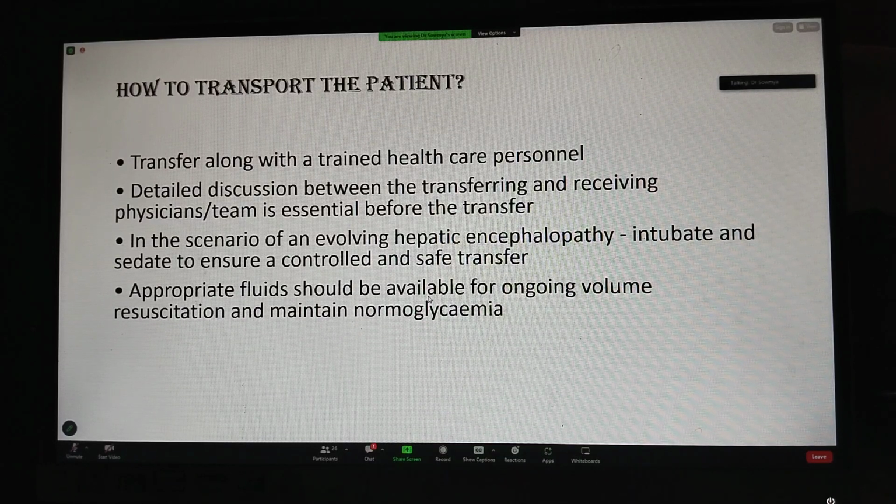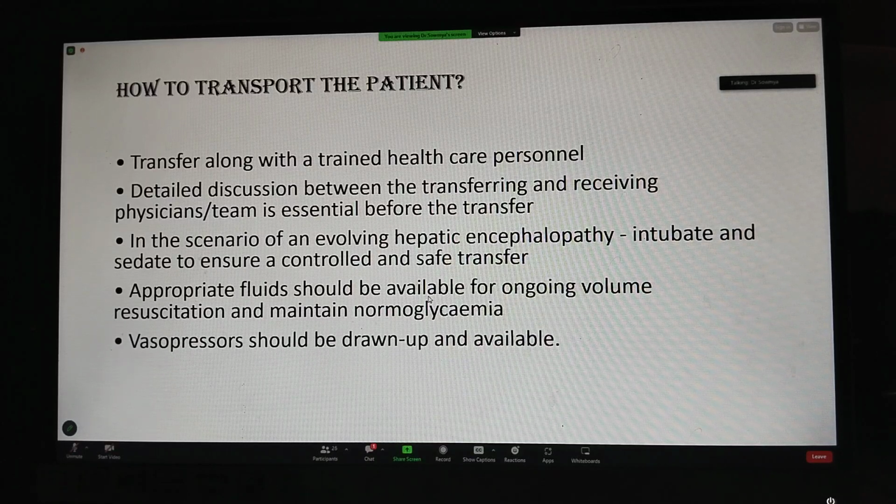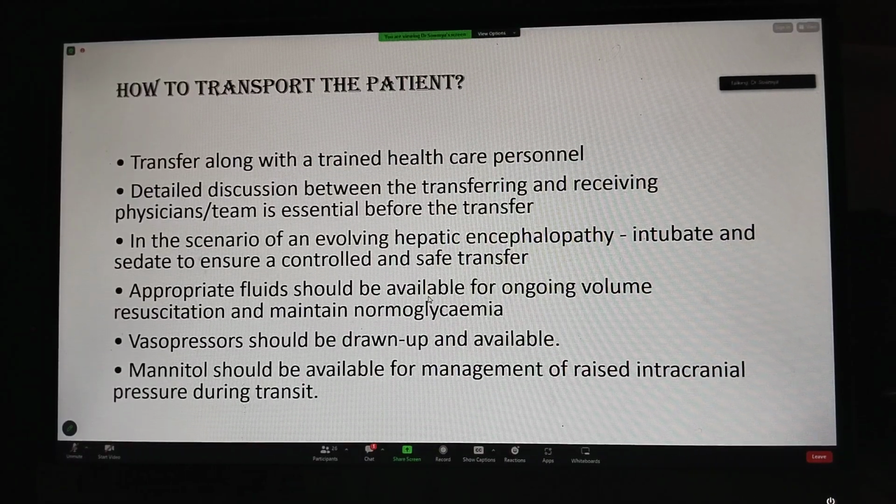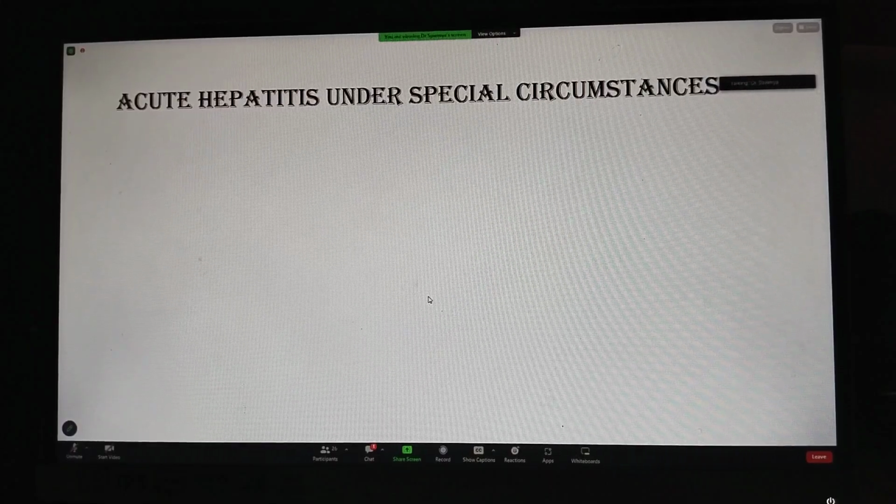Volume resuscitation with fluid replenishment and maintenance of normoglycemia should be ensured during the transfer. Vasopressors, if required, should be administered during transfer. Mannitol should be administered during transit in cases with features of raised ICP.